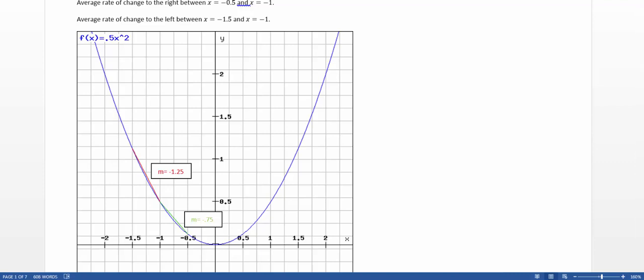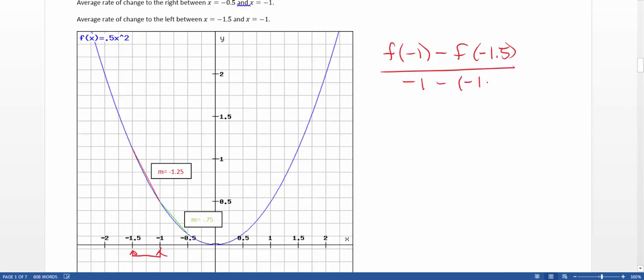So now we have the same function, 0.5 x squared, but now when we look to the left and the right, instead of going 1 unit away, we're going to go 0.5 units away. So we're getting closer to -1. So when we do the average rate of change to the left, we're going to be using the points -1 and -1.5. So we're going to do f of -1 minus f of -1.5 divided by -1 minus -1.5. So again, we're finding the slope of the red secant line.